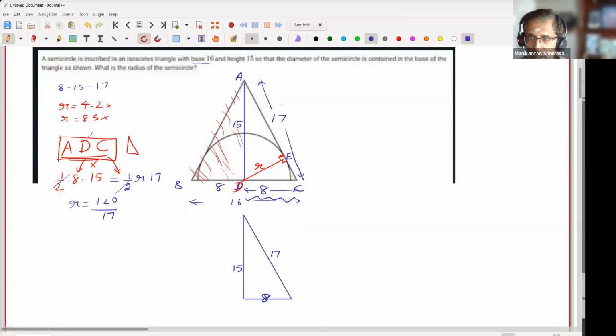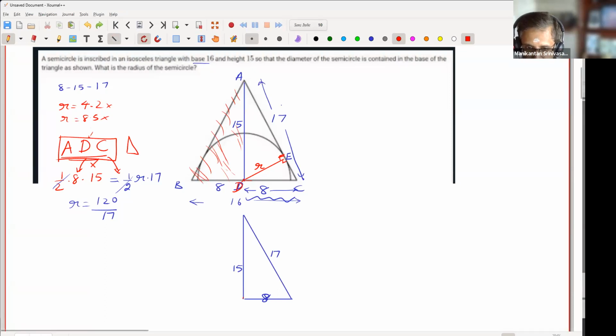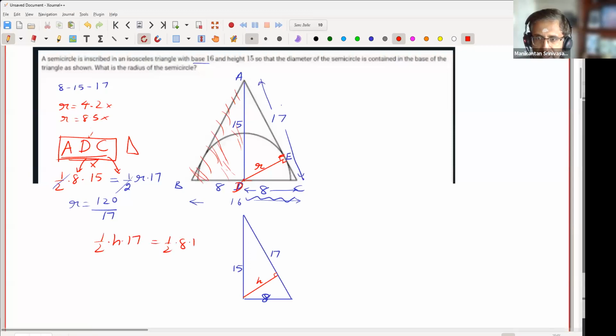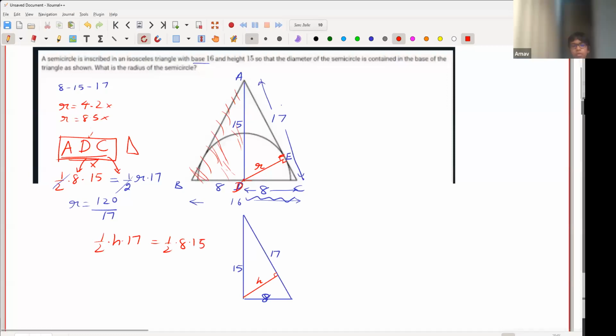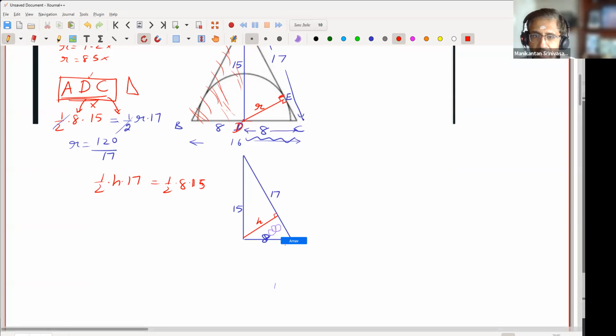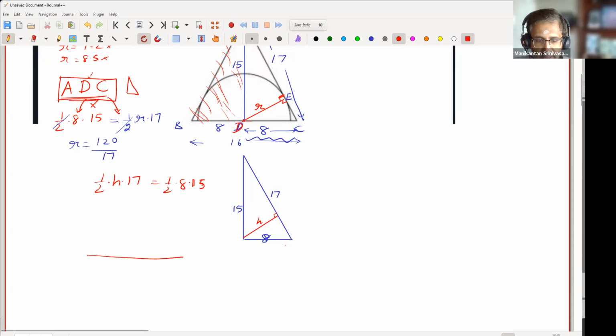Agreed? Now, forget the circle also. If I drop a perpendicular from here to here, and I call this H, do you agree? The area is half into H into 17 as well. It's the same area, half into 8 into 15. Do you agree, Arnav? No, sir, because aren't we forgetting about this part over here? Which part? No, the entire area. Flip your eyes and see if 17 is the base, it will look like this, right? 17 is the base.